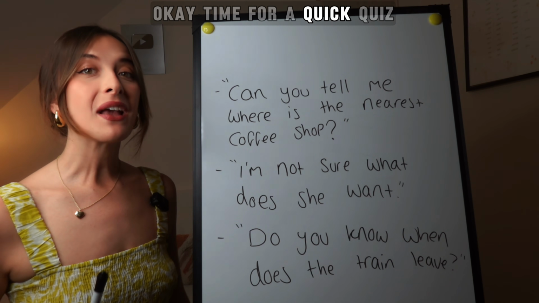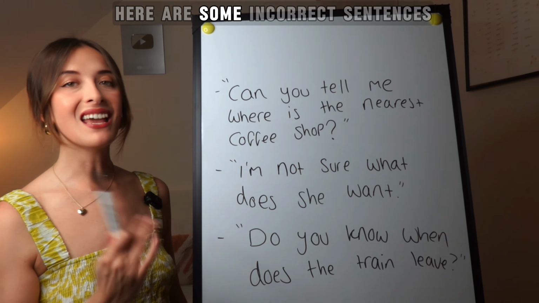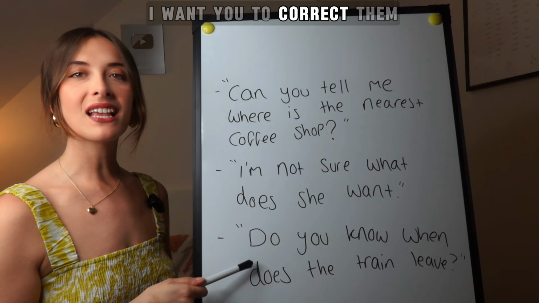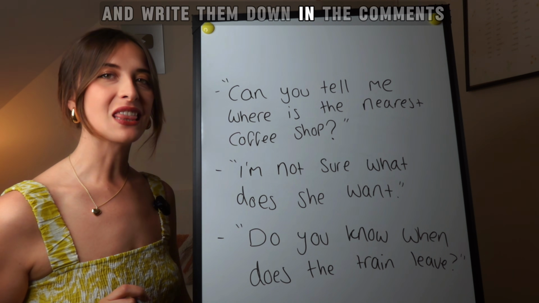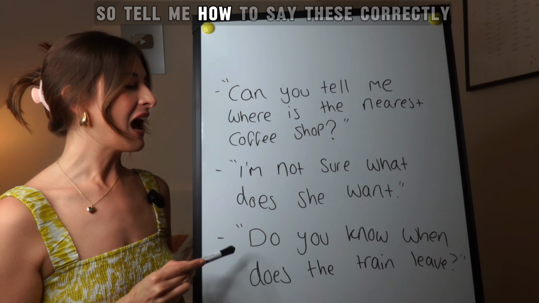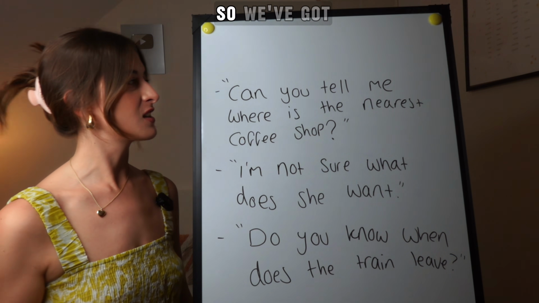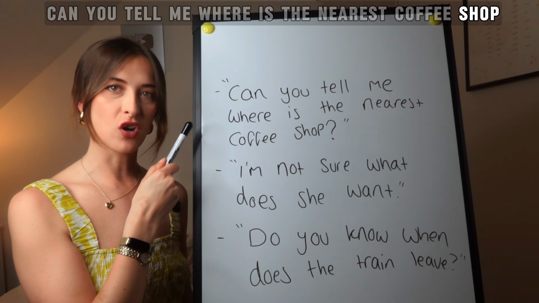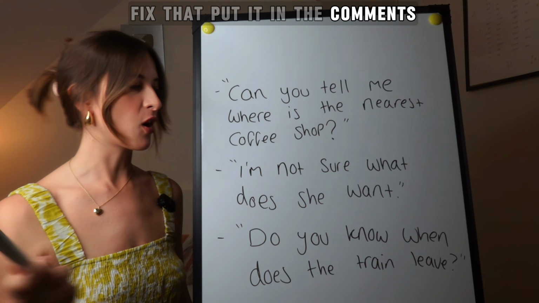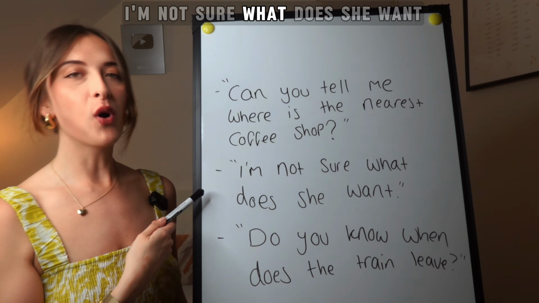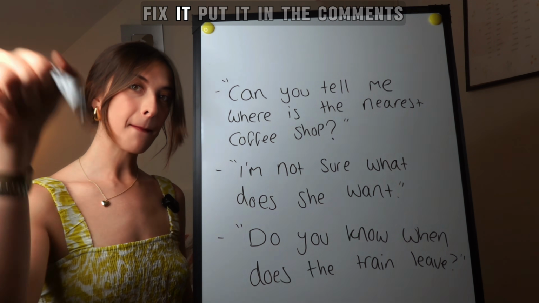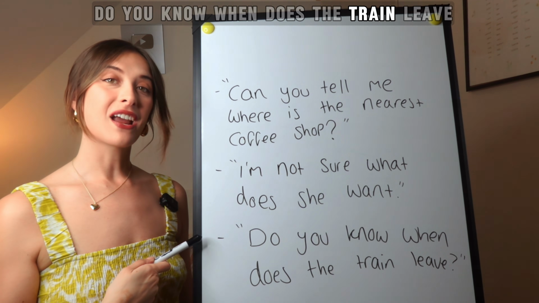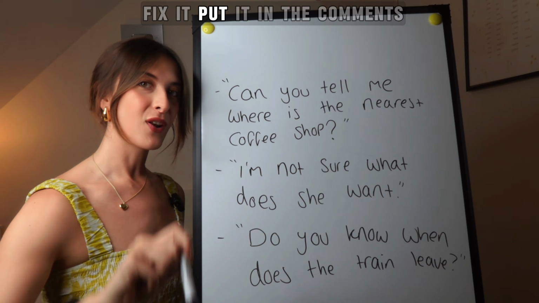Okay, time for a quick quiz. Here are some incorrect sentences. I want you to correct them and write them down in the comments. So tell me how to say these correctly. So we've got, can you tell me where is the nearest coffee shop? Fix that, put it in the comments. I'm not sure what does she want? Fix it, put it in the comments. Do you know when does the train leave? Fix it, put it in the comments.